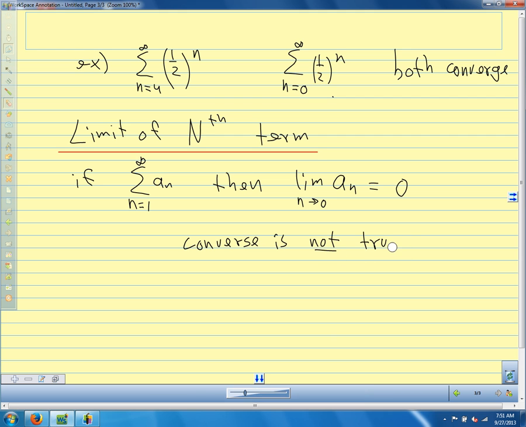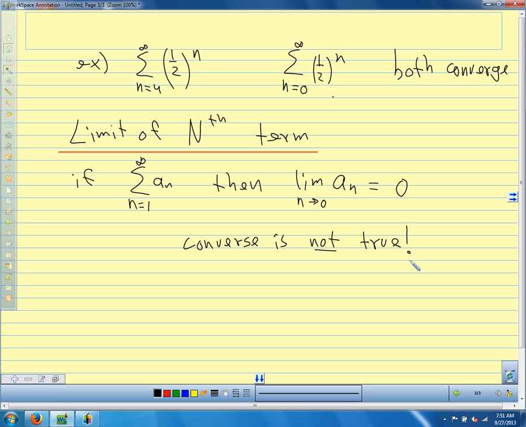That's an important thing to remember. What would be the converse of this theorem? How do we make the converse of a theorem? Right, we just turn it around. So we cannot say if the nth term approaches 0, then the series converges. We cannot say that. So that is not true.